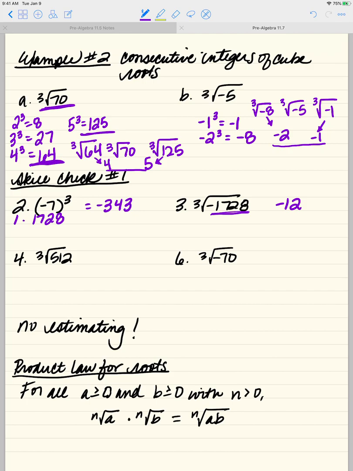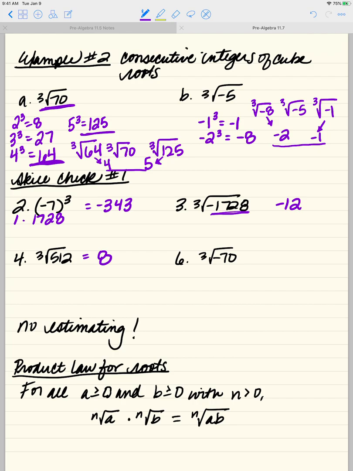How about number 4? What is the cube root of 512? Okay, remember up in example number 2, 5 cubed was 125. 512 is obviously bigger than 125. Try 6 cubed, try 7 cubed, okay? 8 cubed is actually 512. 8 times 8 is 64. 64 times 8 is 512. So the cube root of 512 is 8, all right?